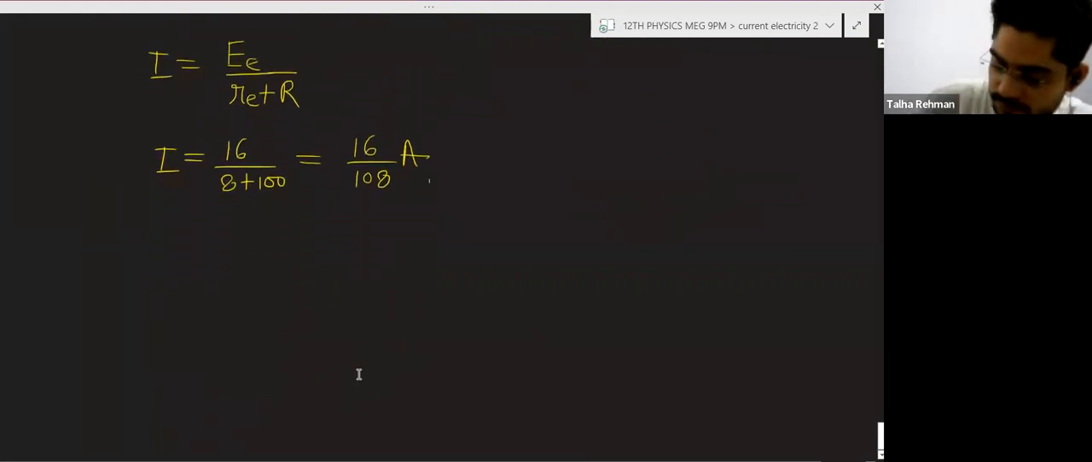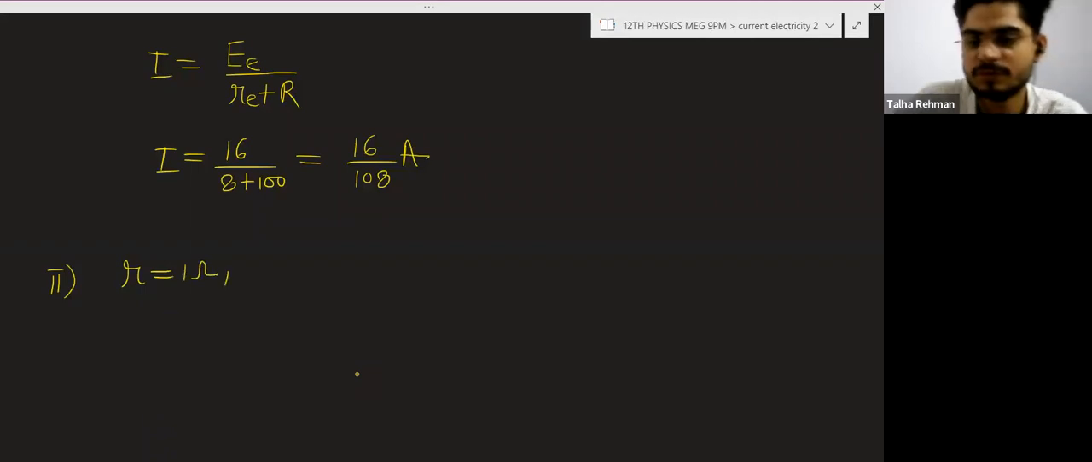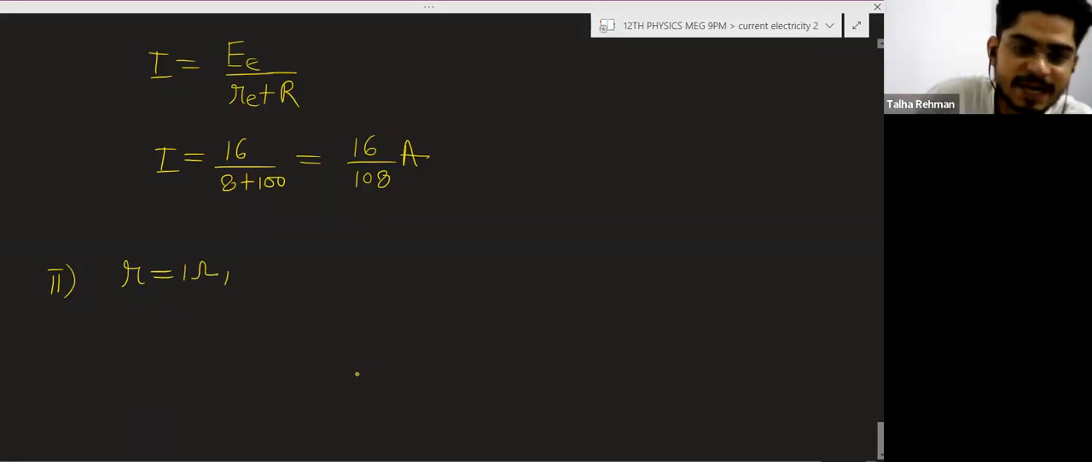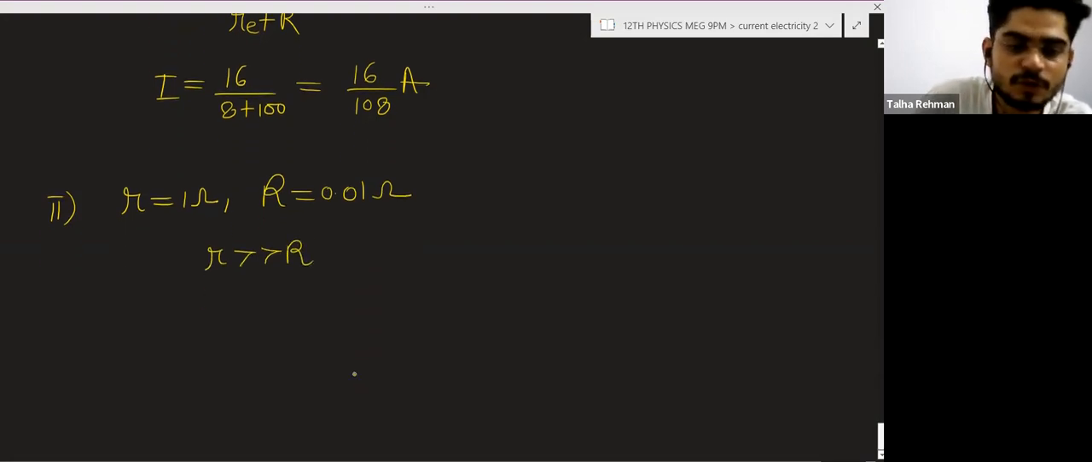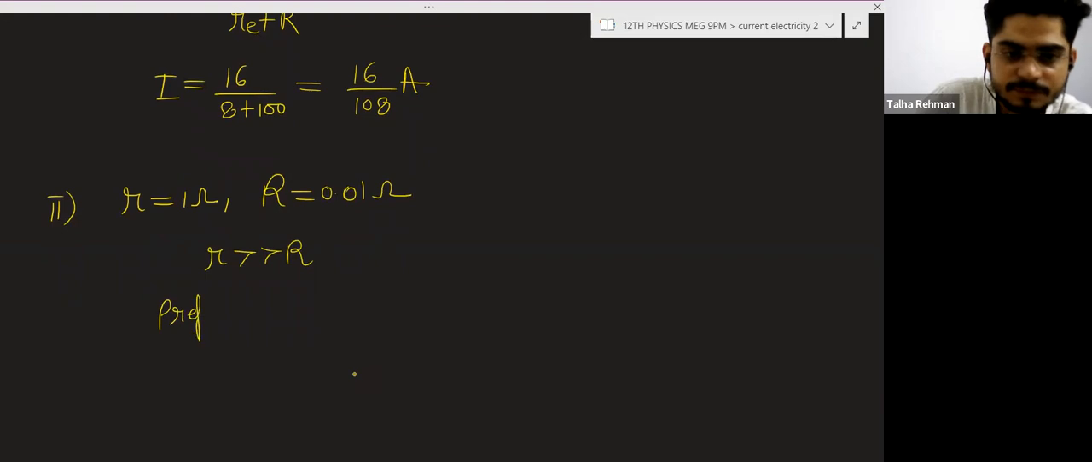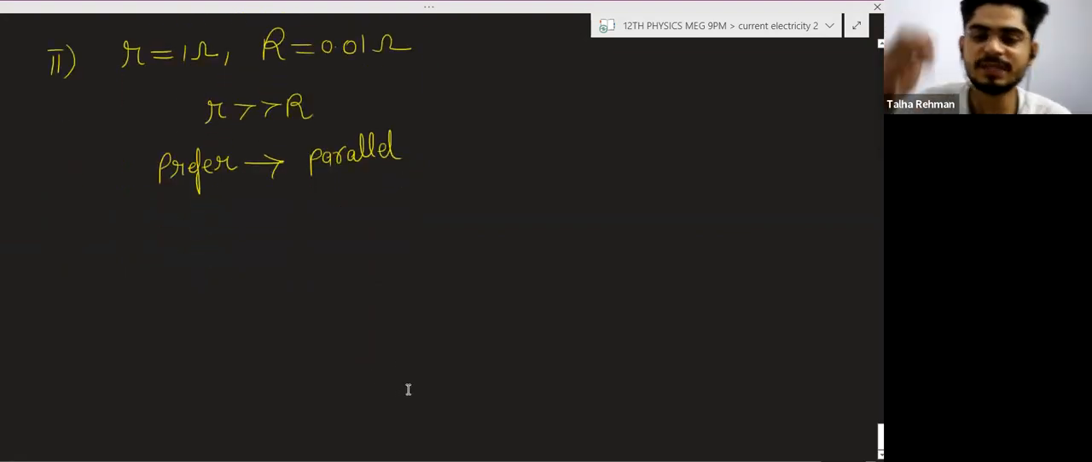For the second part, internal resistance is 1 ohm. We already know each cell has an internal resistance of 1 ohm, and external resistance is given as 0.01 ohm. So can you say that this small r is much greater than capital R? So which combination will you prefer? Parallel. You will prefer parallel combination, means you will connect all the cells in parallel.